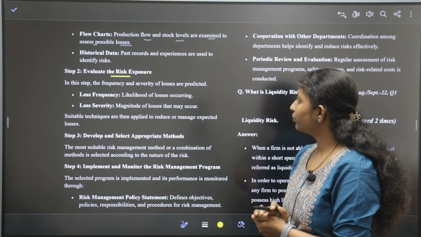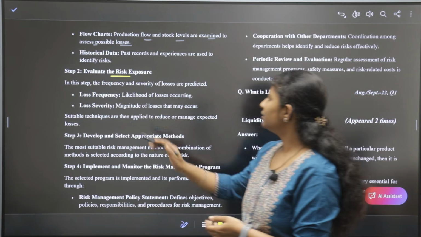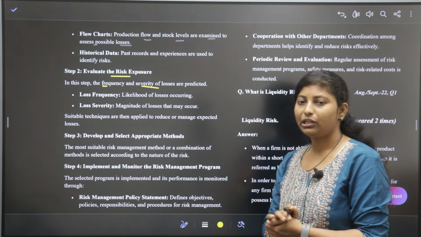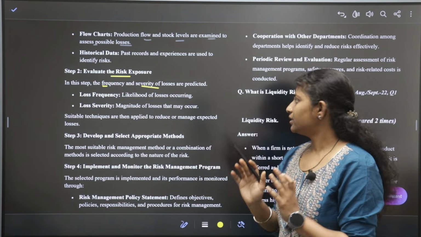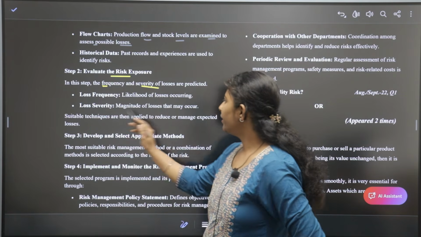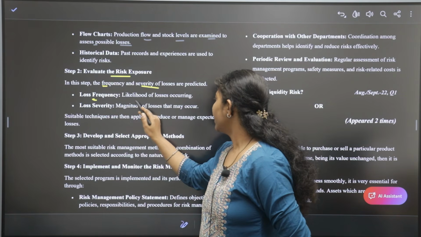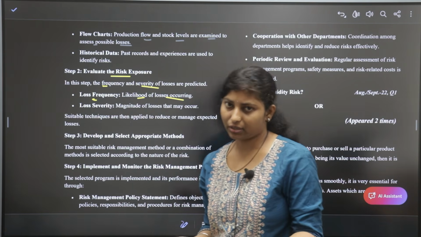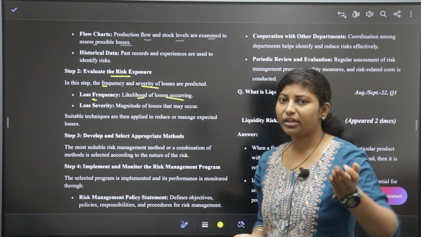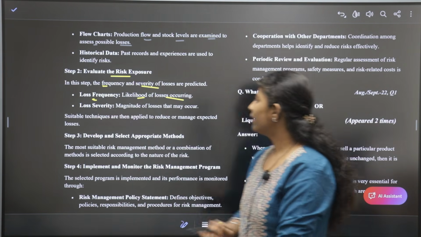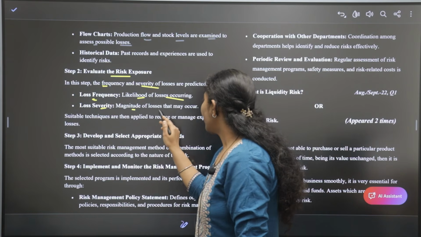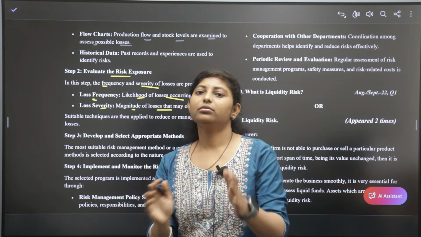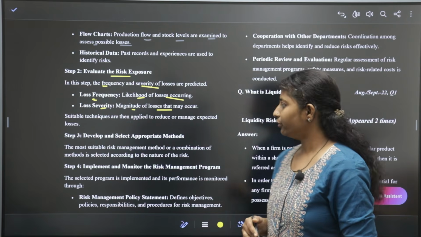Let's see what we mean by risk exposure. In risk exposure we have frequency and severity of losses. I already told you about frequency and severity of losses, which are predicted. Loss frequency means the likelihood of losses occurring, how many times losses are going to occur in a business for certain types of risk. Loss severity is the magnitude of losses that may occur, how much loss is going to occur.